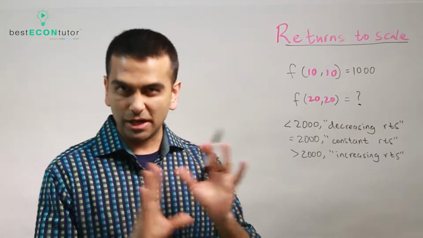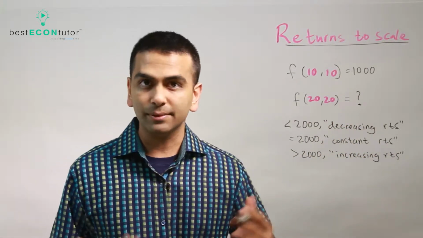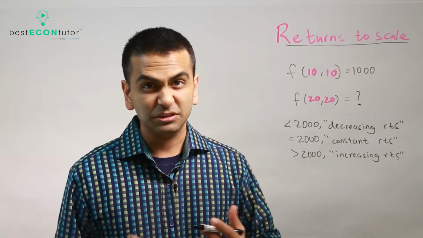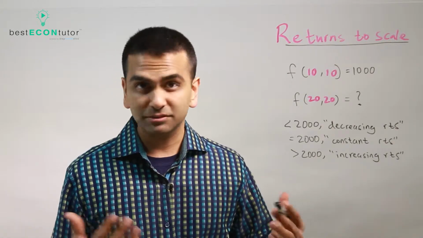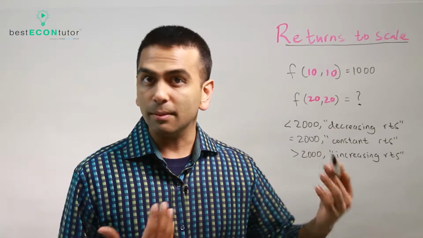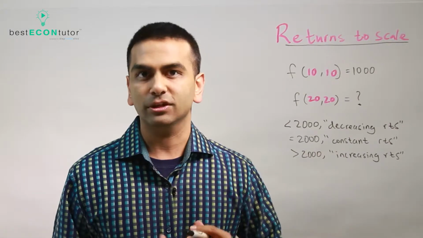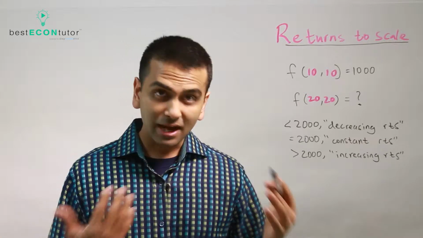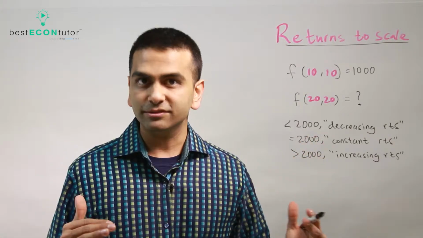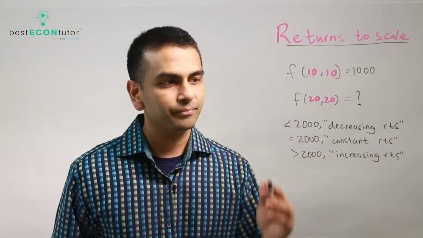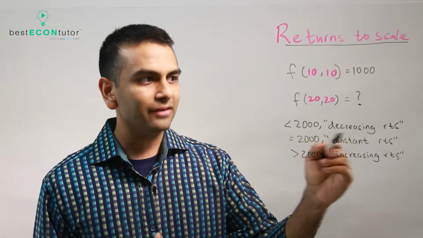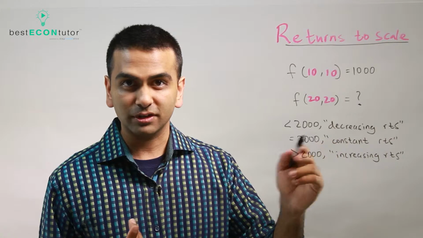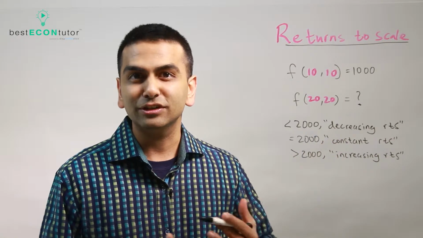So if we wanted to generalize, it's kind of like saying if you were to double all inputs, and technically you can say triple all the inputs or whatever, if you were to double all inputs, and if you more than double your output, that's increasing returns to scale. If you exactly double it, that's constant, and if you less than double your output, then that's decreasing returns to scale. Now, if you have decreasing returns to scale, that's also going to have increasing cost.